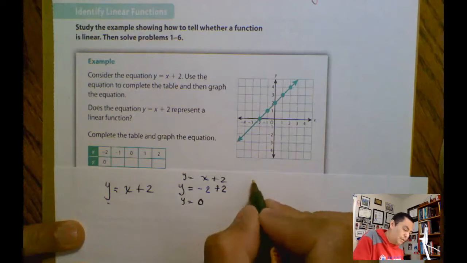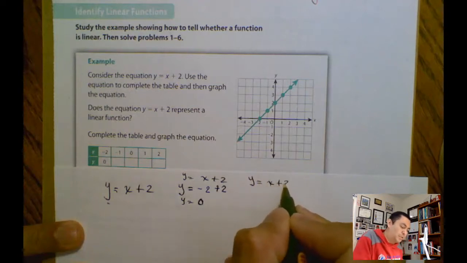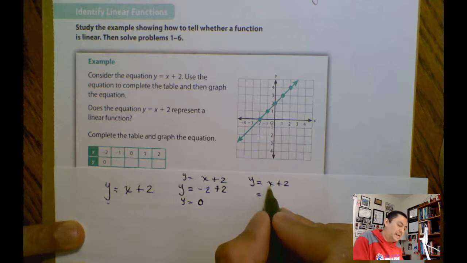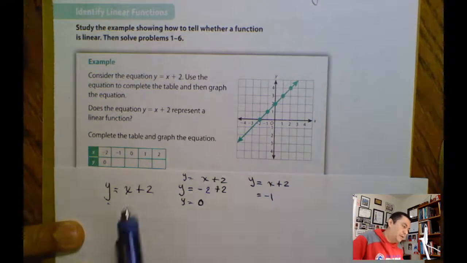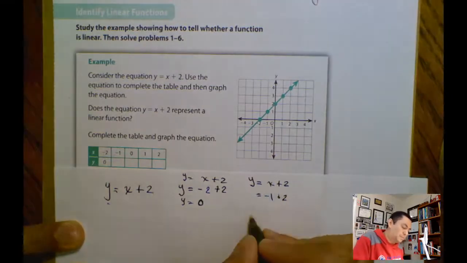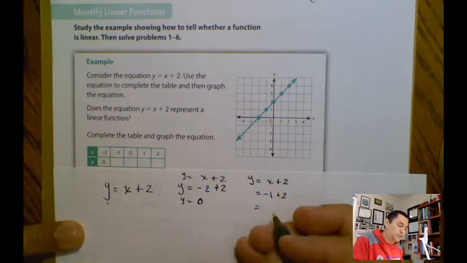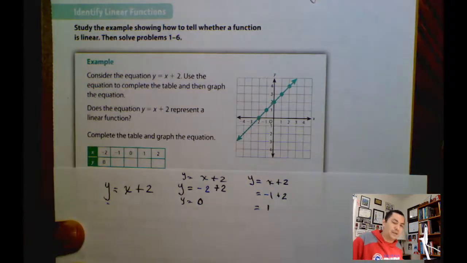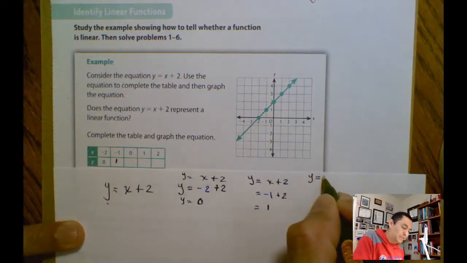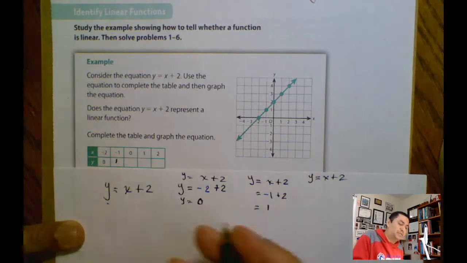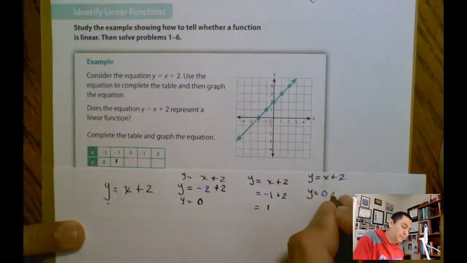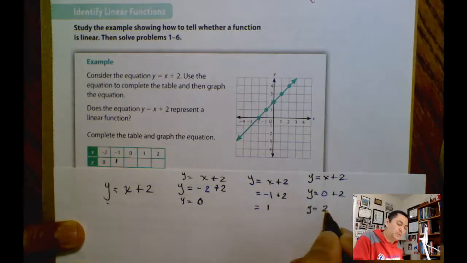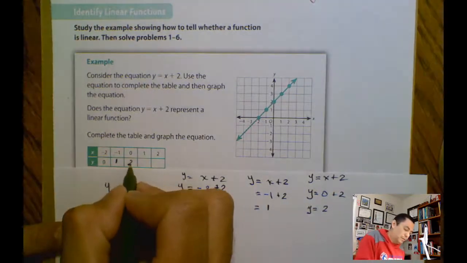So let's do the second one. y equals x plus 2. Then I have -1, so I'm going to put it here, -1 plus 2. So just think of 2 minus 1 equals 1. So the next value is 1. Now, y equals x plus 2. What is the next value? 0. So y is equal to 0 plus 2. So y equals 2. Okay, the second value, 2.